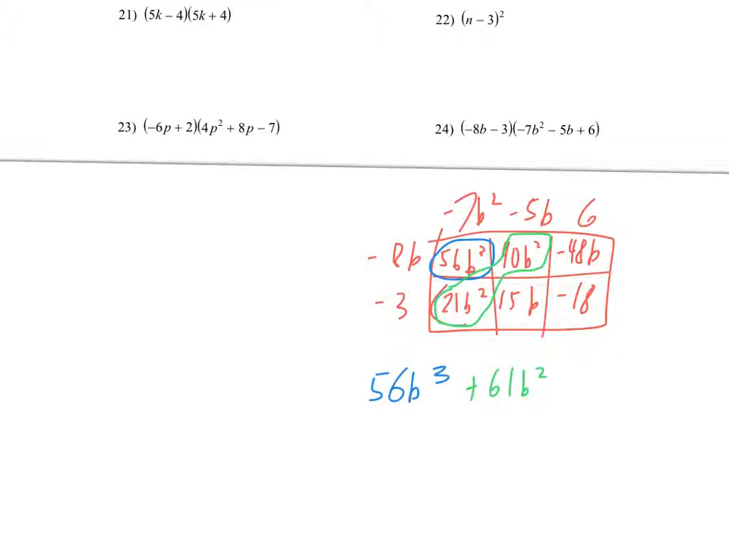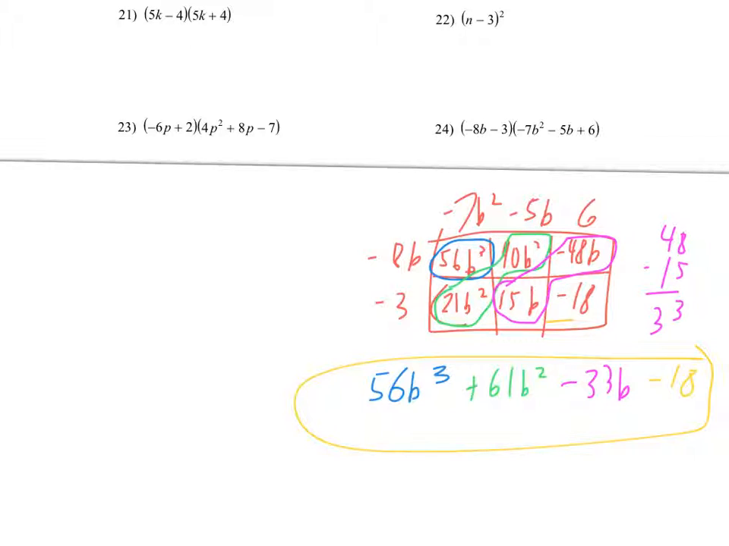All right, next up, we have 15b and negative 48b. Now, those are actually going to subtract because we have a positive and a negative, so I'm going to show that work over here. So I got 33, but the bigger one was negative, so it's actually going to be negative 33b. And then lastly, we have the negative 18, which is not going to change. No like terms there, and we're done.